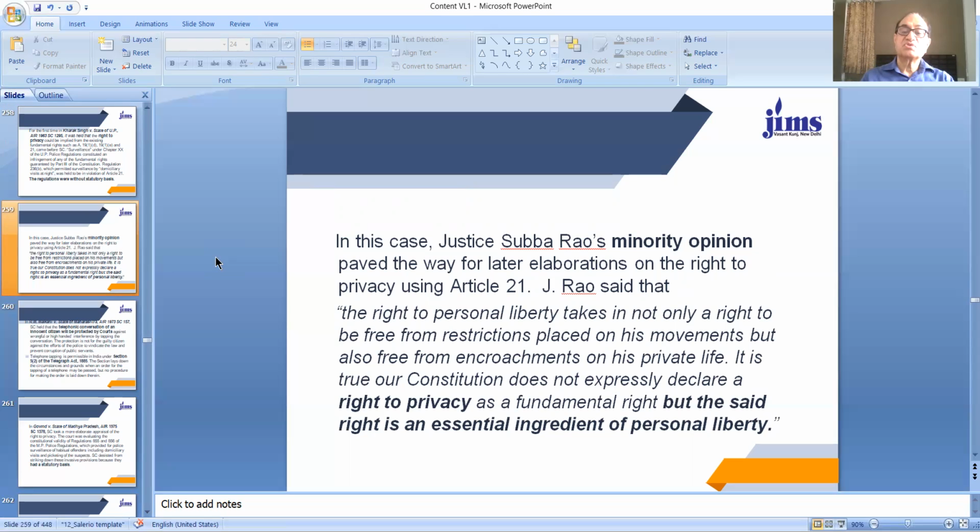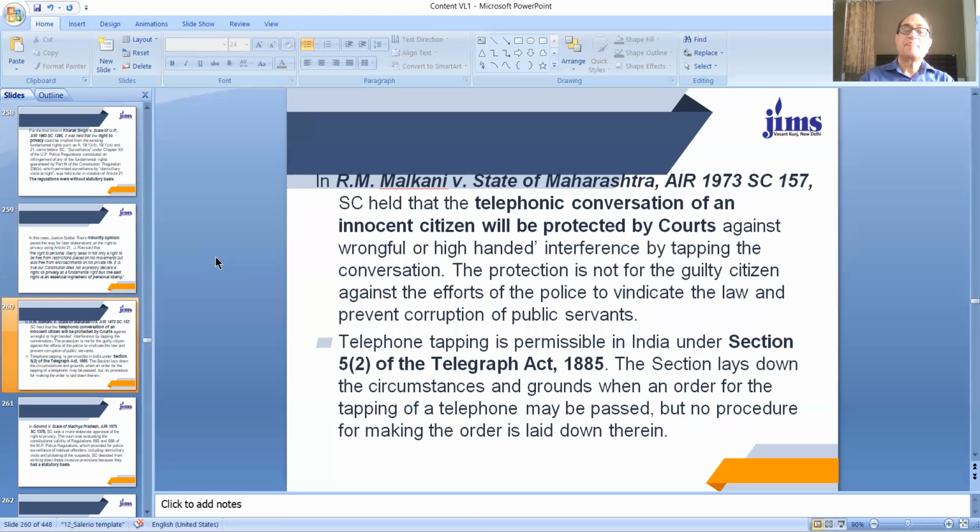It is true that our Constitution does not expressly declare a right to privacy as a fundamental right, but the said right is an essential ingredient of personal liberty. The strong language used by Honorable Justice Subba Rao has paved the way to make right to privacy as a fundamental right in the present days.